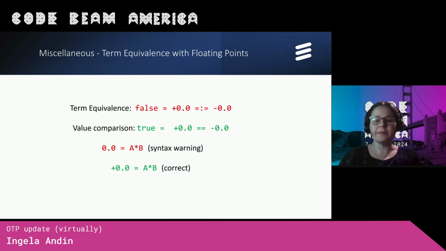And to whom it may concern, most programmers won't care, but anyway, floating point 0.0 and -0.0 are different terms. So if you try to match them, they will not match equal. But of course, if you try to do a value comparison, they will be equal.